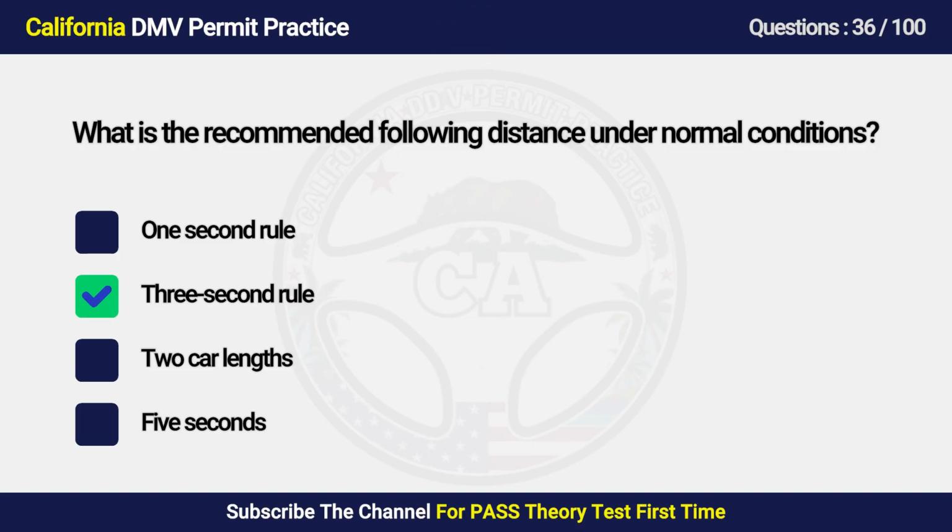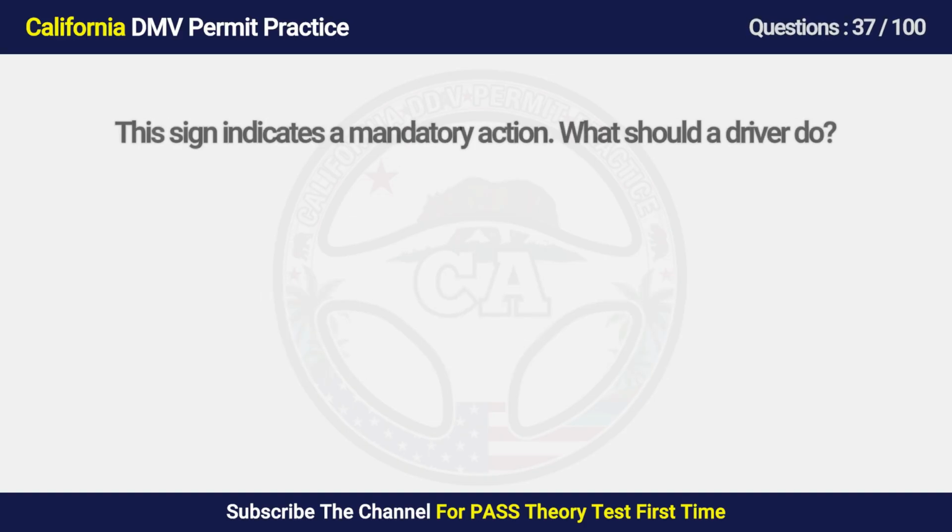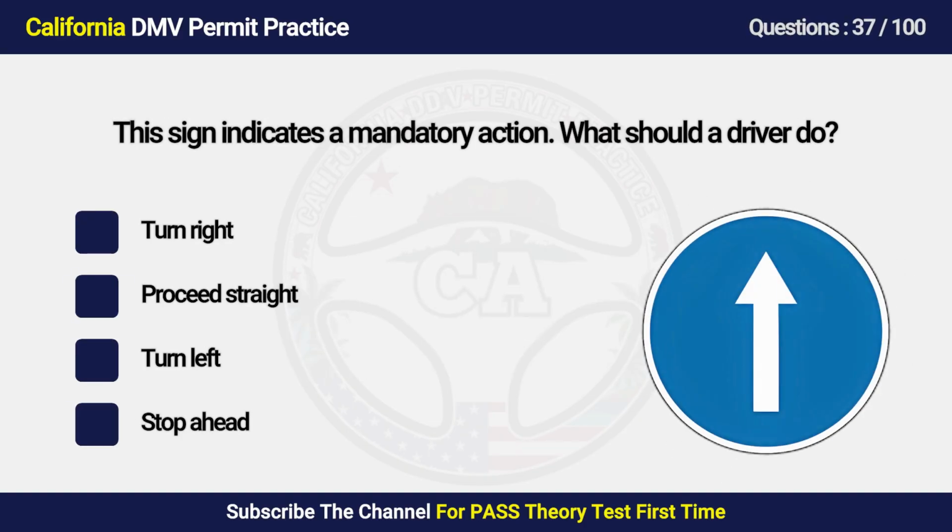Answer is B, the 3 second rule. The rule is a common guideline for safe following distance under normal conditions. It provides enough time to react and stop if the vehicle ahead suddenly brakes. Question 37. This sign indicates a mandatory action. What should a driver do?